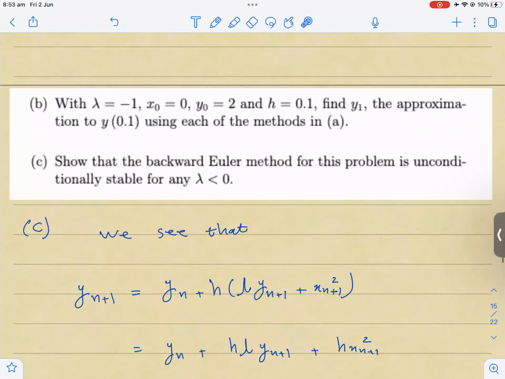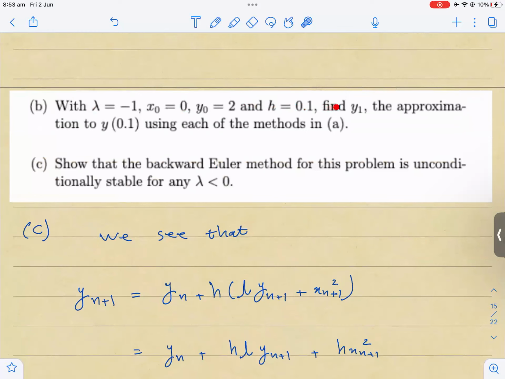All right, part B. Approximate this guy. So you can do it by yourself. See, I give some opportunity for you.